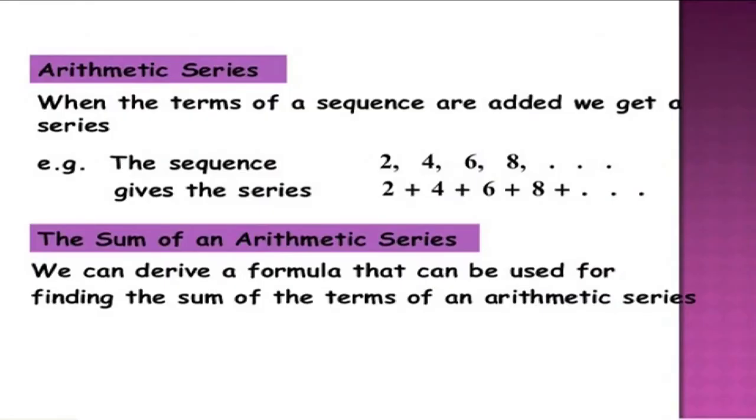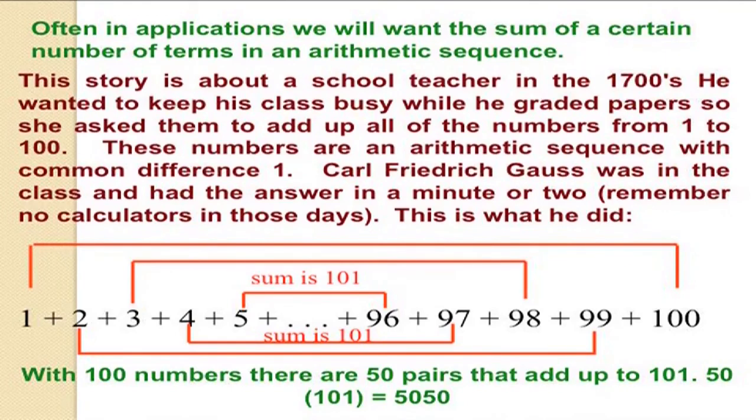Now we come to arithmetic series. When the terms of a sequence are added, we get a series. For example, the sequence 2, 4, 6, 8 gives the series 2 plus 4 plus 6 plus 8 plus and so on. To find the sum of an arithmetic series, we can derive a formula that can be used for finding the sum of the terms of an arithmetic series. Often in applications, we'll want the sum of a certain number of terms in an arithmetic sequence.